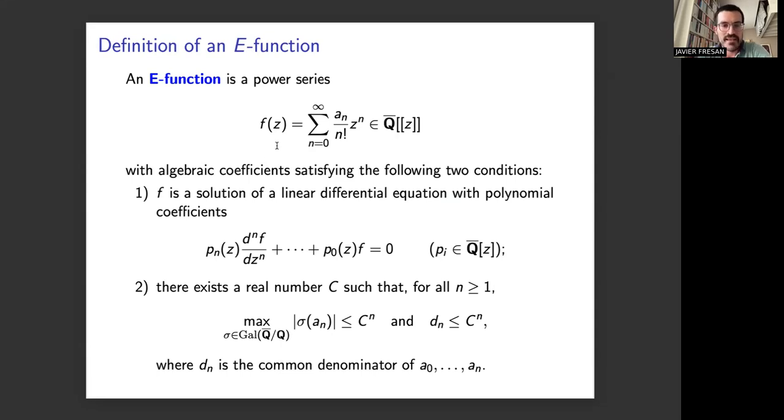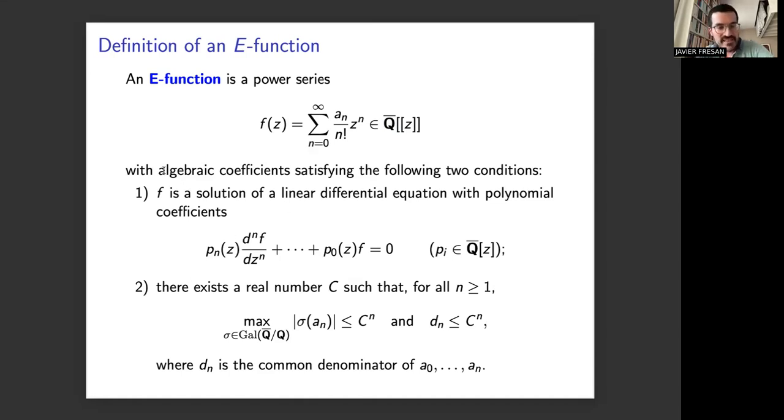Okay, so what is an E function? It is by definition a power series with algebraic coefficients. So this is the field of algebraic numbers. It is convenient to write it as a_n divided by n factorial, z to the n. No mystery about the name. If you put all a_n's equal to 1, then you find the exponential, and E is for exponential.